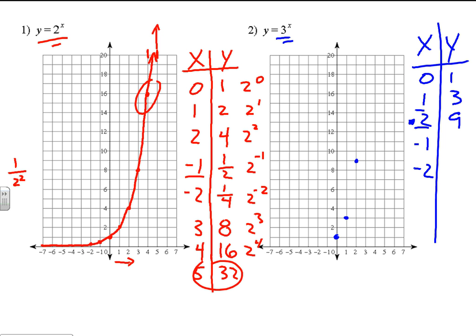When x is -1, I get 3 to the negative first, which is 1 on 3. So by the time I'm at -1, I'm just barely above 0, just a third. When x is -2 here, I get 3 to the negative second, which is 1 on 3 to the positive second, or 1/9. I'm virtually 0. So I hug right along the x-axis here and start curving up. And now I just have to ask, is there room for another point on there? I'm not really satisfied with the look of that.